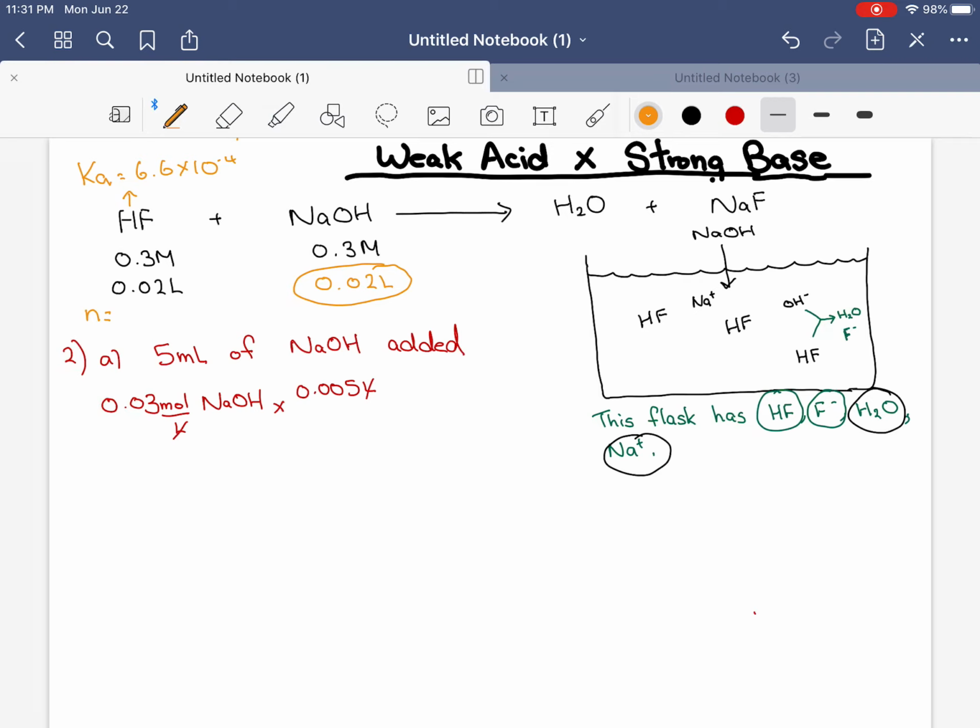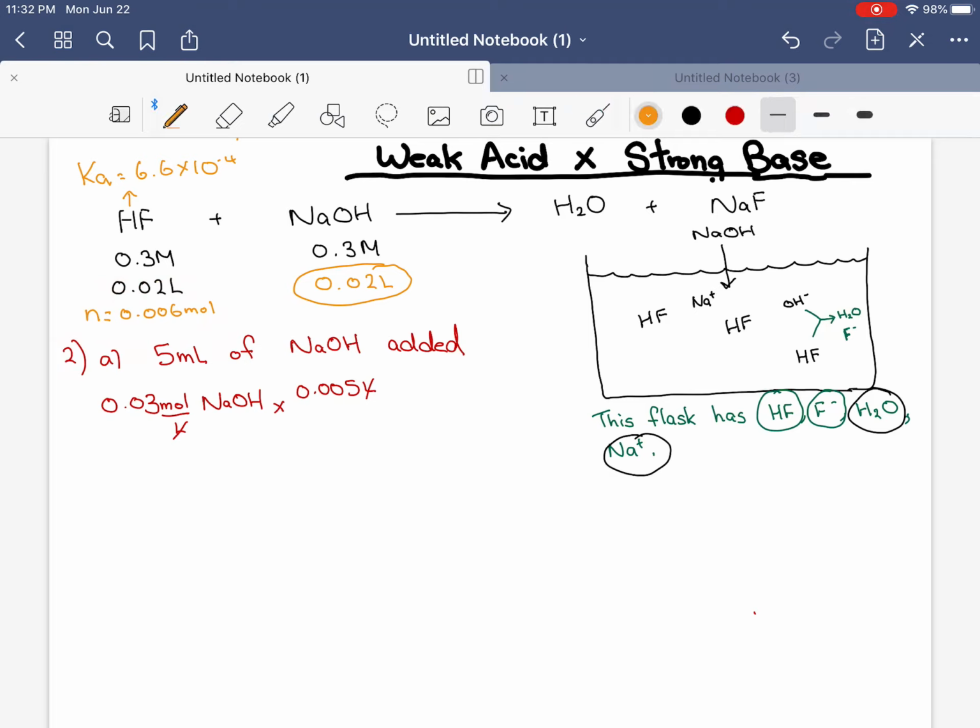Okay, the amount of mole here is 0.006. Hopefully you know how I got that. All I did was multiply this by this to find out exactly how many mole of HF are there in this beaker, and that's 0.006. So with this volume and this concentration, how much of this is going to be reacted?